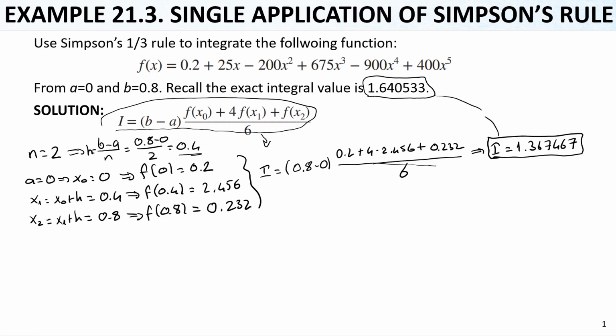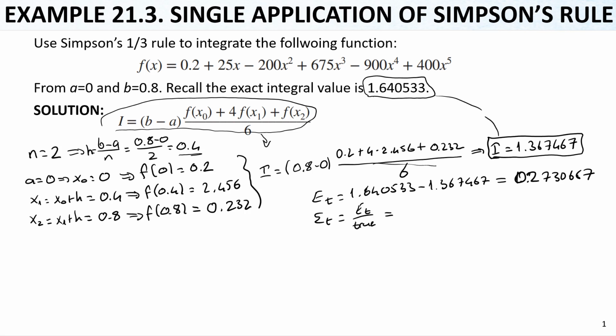And if we calculate the true error, it's just 1.640533 minus 1.367467, which is 0.2730667. And you can calculate the true relative error as well by dividing this by the true value, and you can divide it by yourself. I'm not going to write it down here. 16.6%. So this is very small, as you can see.